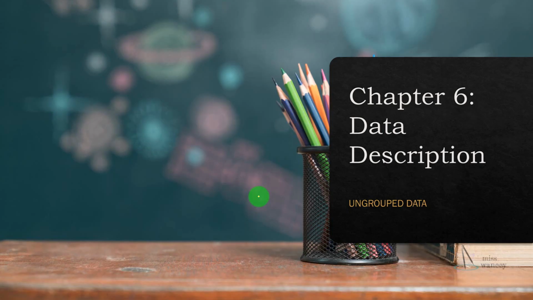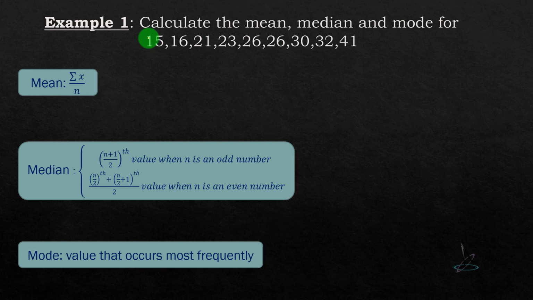So this is chapter 6, data description. I'm going to focus on the ungrouped data. For example, calculate the mean, median, and mode for 15, 16, 21, 23, 26, 26, 30, 32, and 41. Firstly, if we want to calculate the mean, the formula is the summation of x over n.